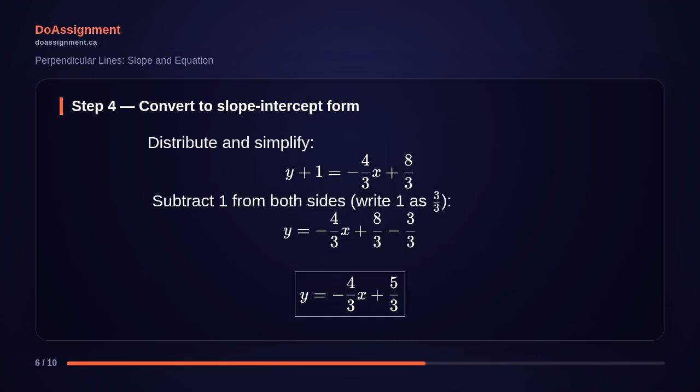Distribute -4/3 through the parentheses. On the right side, -4/3 times x gives -4/3 x, and -4/3 times -2 gives +8/3. Then subtract 1, written as 3/3, from both sides. The perpendicular line in slope-intercept form is y equals -4/3 x plus 5/3.